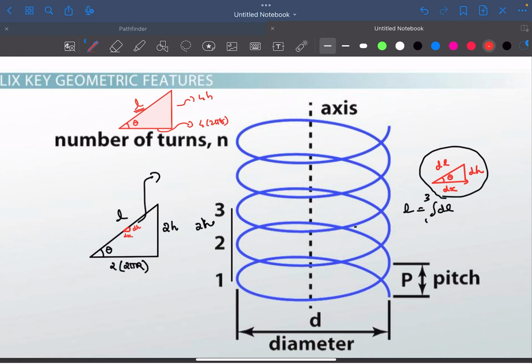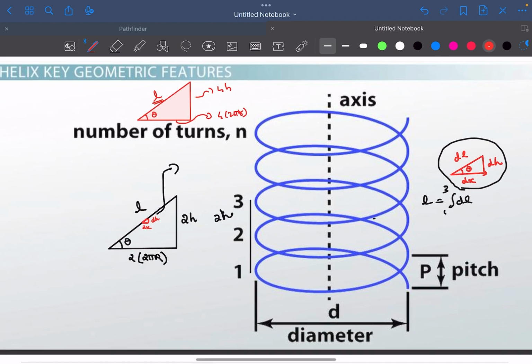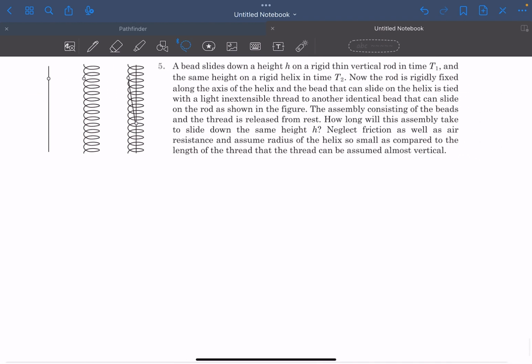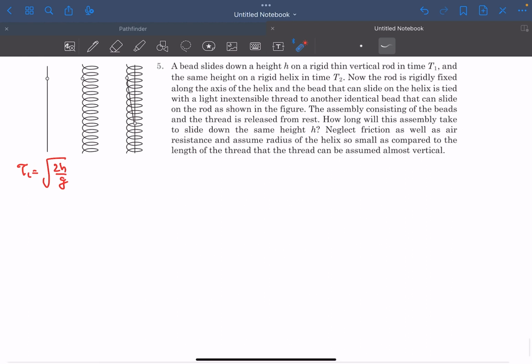Now, keeping these geometrical properties in mind, let's try to solve this problem from Check Your Understanding. Okay, so let's read the problem first. We have a bead that slides down a height h on a thin vertical rod. So this bead slides down this rod a distance h, and it's given that it takes time t1. So we can instantly write time t1 as square root of 2h by g, right? Because it's frictionless, the only force is gravity, so its acceleration would be g.